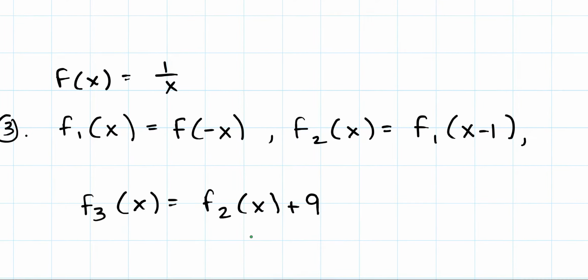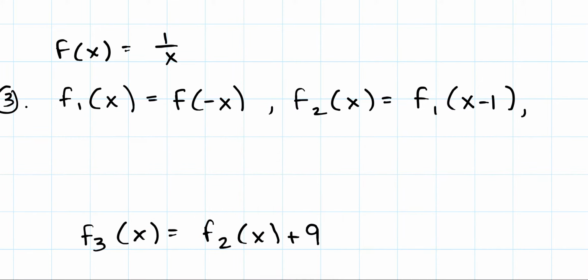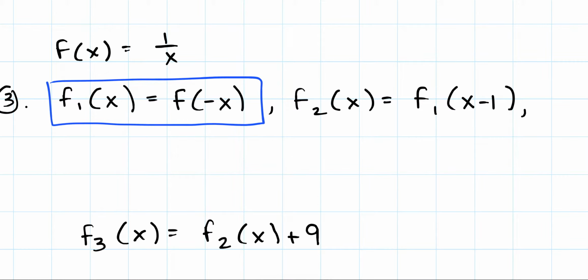All right, now I have 3. Put a little bit of space here. So for the first one, plug in negative x. So f1 of x is equal to 1 over negative x.